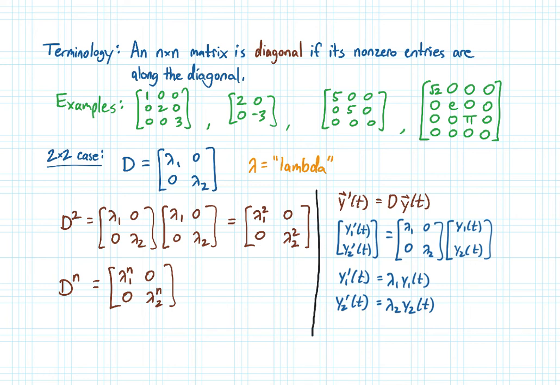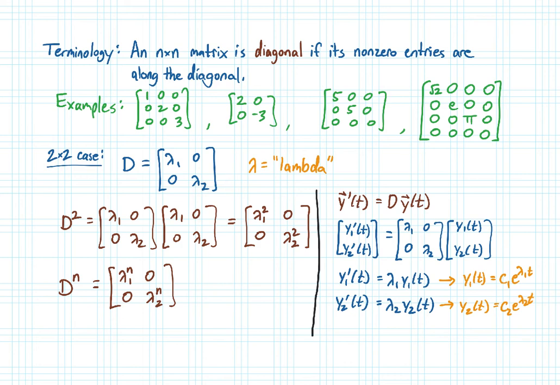There's no interaction between them. And then the other great thing is that these equations are probably familiar to you from calculus. These are the equations for exponential growth. Specifically, the solution to the first equation is that y1 is some constant times e to the lambda 1 times t. And similarly, the solution to the second equation is y2 is some constant times e to the lambda 2 t.